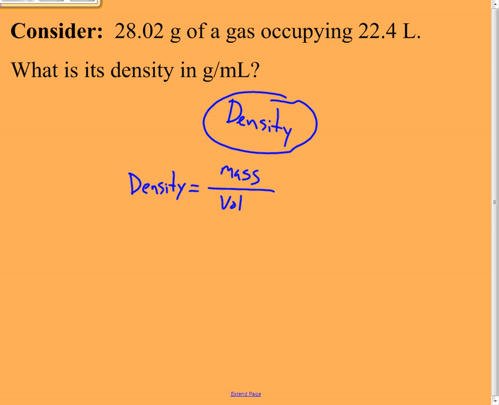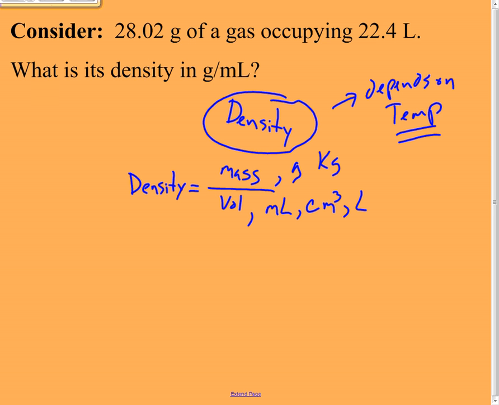Mass is usually in grams. Sometimes it's in kilograms. Volume is usually in milliliters. Sometimes it's in centimeters cubed, or sometimes it's in liters. But those are the typical units for density. One thing about density is that it depends on temperature. As your temperature changes, your density is going to change. Good.